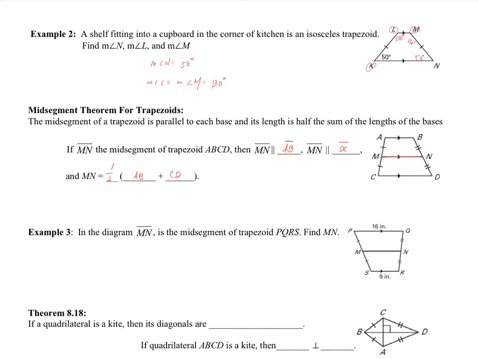Example 3. In the diagram, segment MN is the mid-segment of trapezoid PQRS. Find MN. So I can let MN be x, and then we have enough information to solve for MN. And this would be 25, and 25 divided by 2 is 12.5 inches.